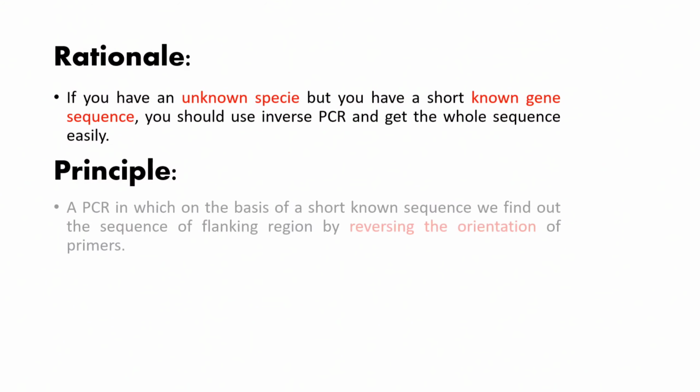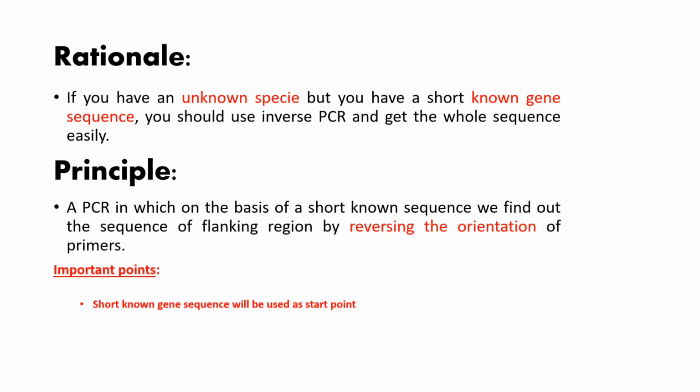If we look at the principle, it is a PCR in which, on the basis of a short known sequence, we find out the sequence of the flanking region by reversing the orientation of primers. There are a few important points as follows. A short known gene sequence will be used as the start point. Transposable elements or genes can act as a start point as well.